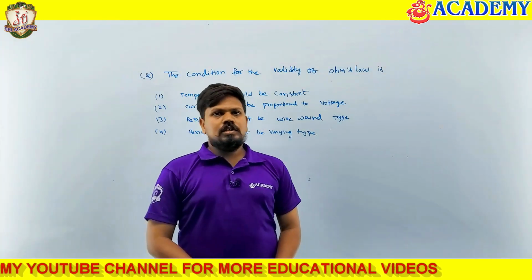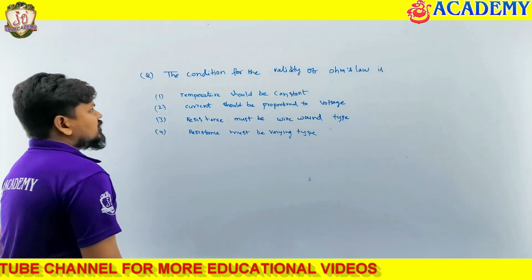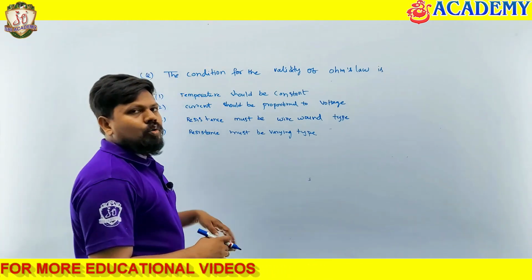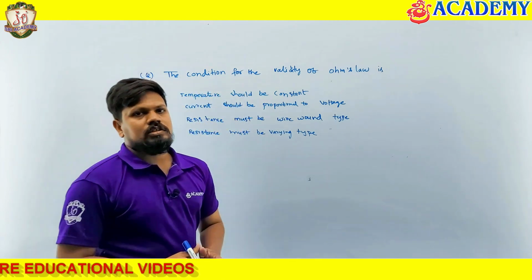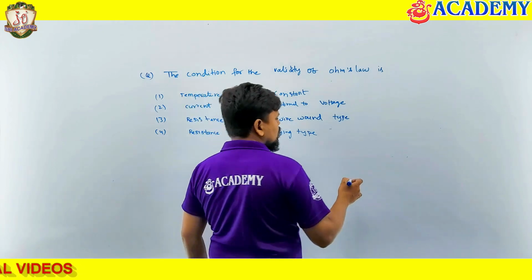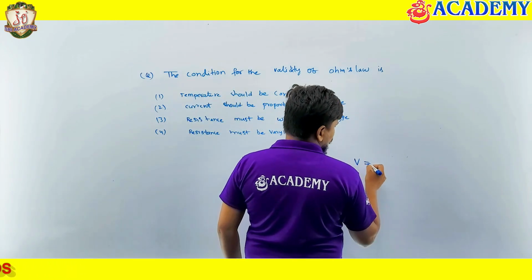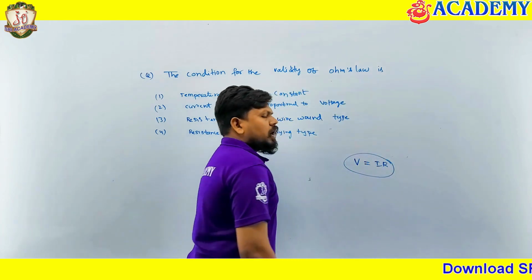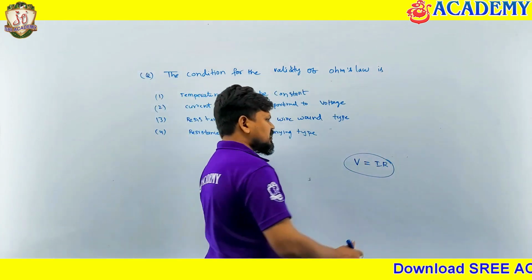Okay, the next question is: the condition for the validity of Ohm's law is. So what is the condition it should satisfy for Ohm's law? Ohm's law is simple, that is voltage equal to current into resistance, V equal to I into R. Directly we can understand something.